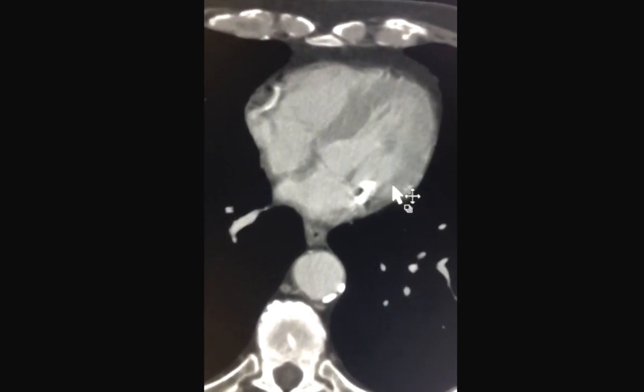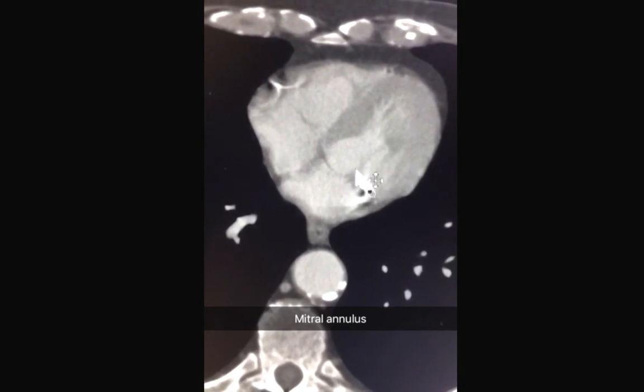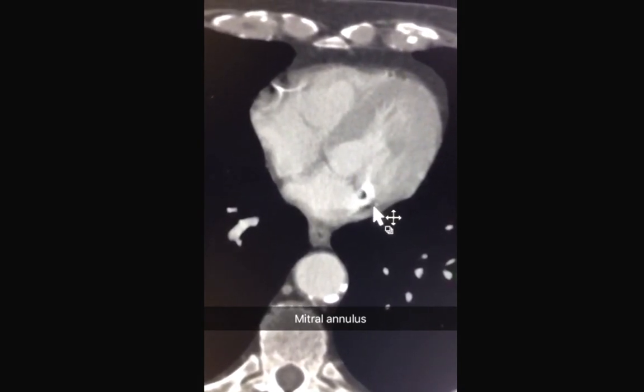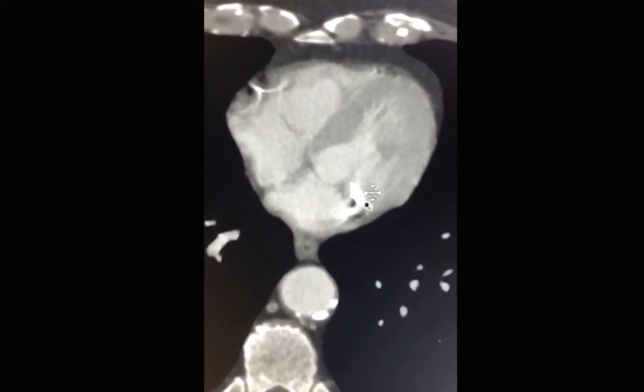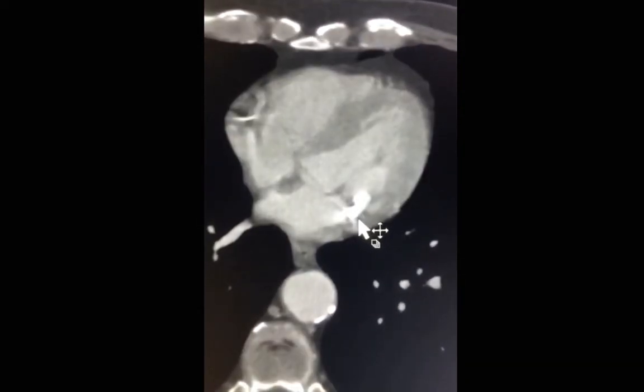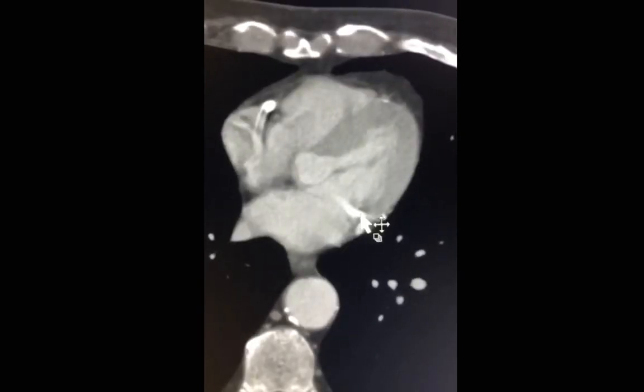Although not easily appreciated on a CT scan, the leaflets are attached to a fibrous ring, what we call the mitral annulus. So this chunky area of calcification actually involves the mitral annulus. It does not involve the entire annulus, it's only this part here.